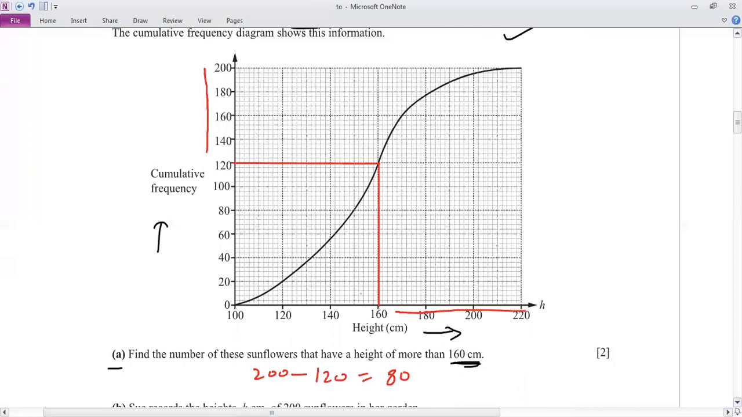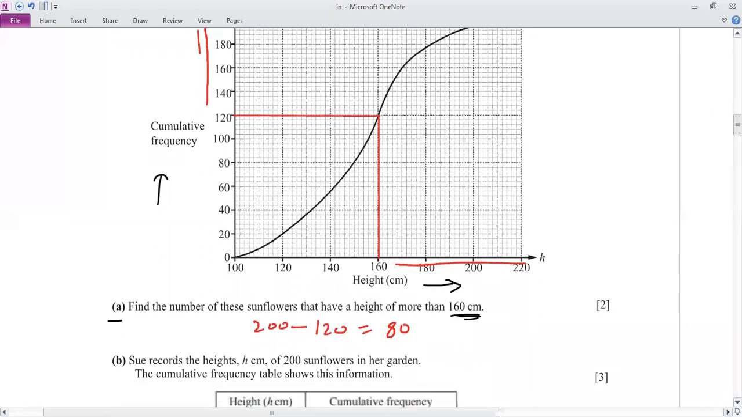For example, if you are asked to find the numbers that have a height more than 140, what you should do is draw a line from 140 where it touches the curve, and from there draw the line. The number under this one will be less than that and the other will be more than. So total are 200. Look, from 200, 120 are less. So the remaining will be 80. Please confirm. Is this clear?